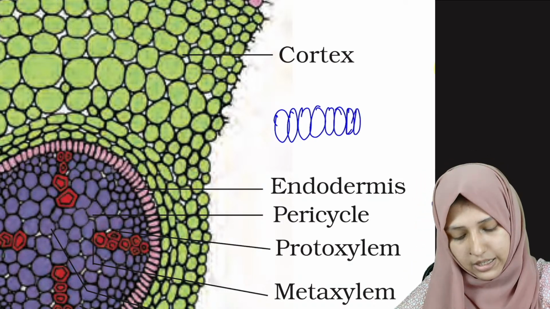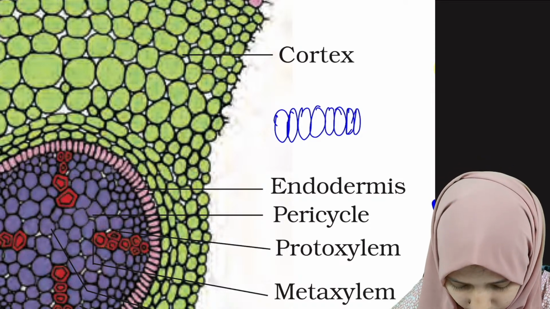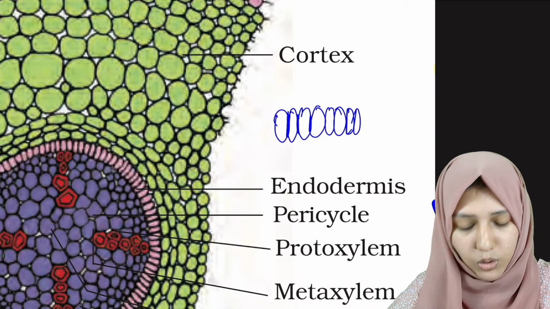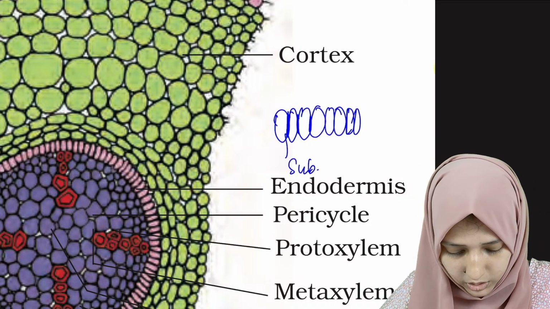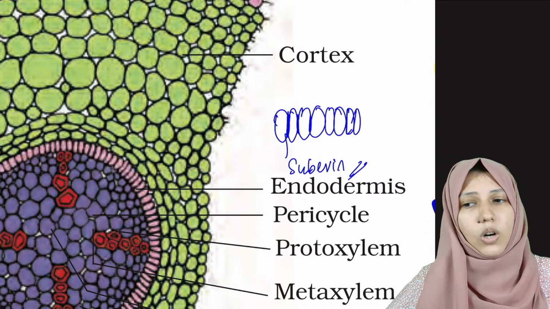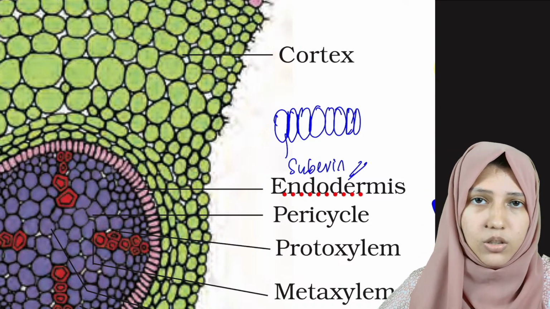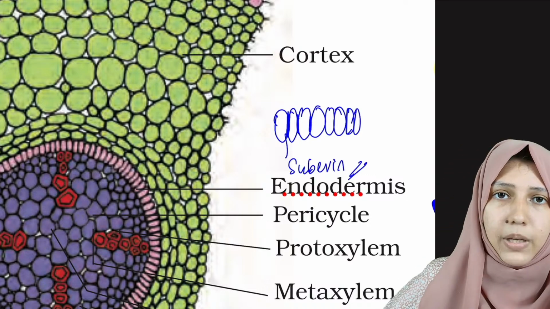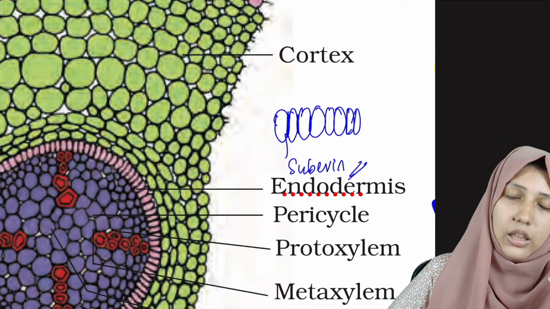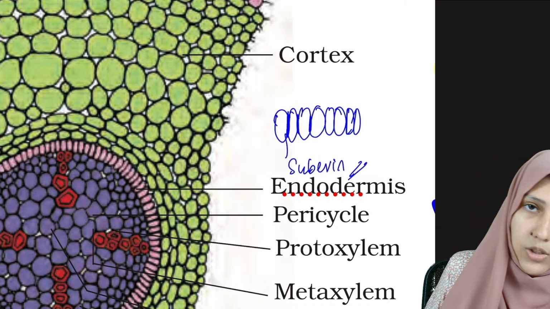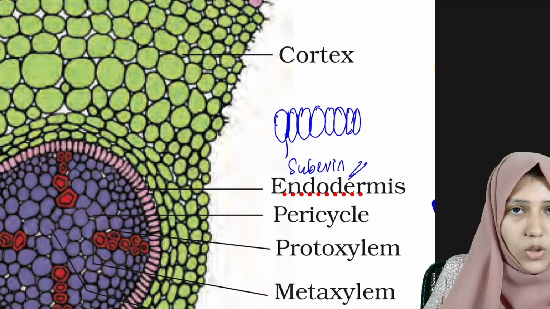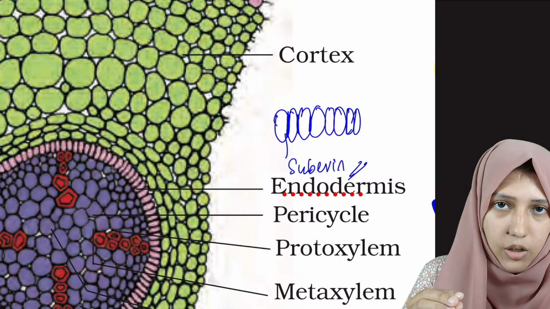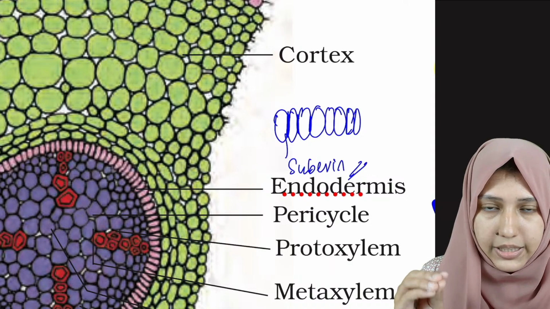And these endodermal cells will be having thickened walls because of a material which is known as suberin. What is suberin? Suberin is a water impermeable substance, which means the material won't allow the water to pass through it. So this suberin is seen along the walls of endodermal cells.